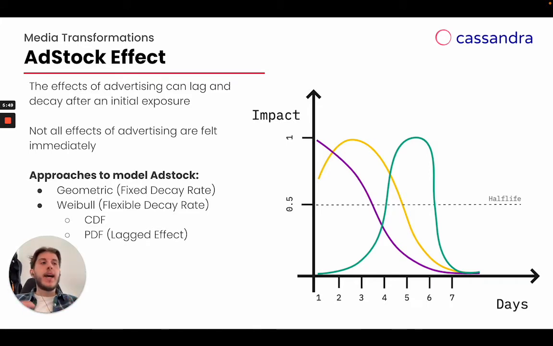Weibull PDF handles situations in which you may have your ads having 0% impact on day one and then growing in the next days. So that's a really cool thing because it can better represent real world situations.